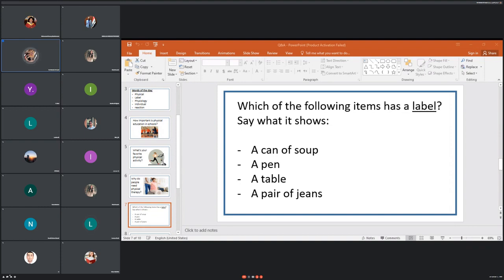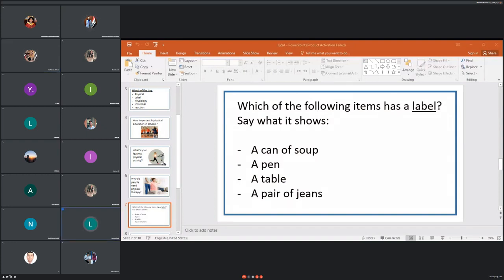Good. Now, who said a pen? Me. Yes, Yusuf. What do you think we can find on the label of a pen? The name of the manufacturer. Color of the ink. Very good. And what else? The place where it was created. Yes, very good, place of making.